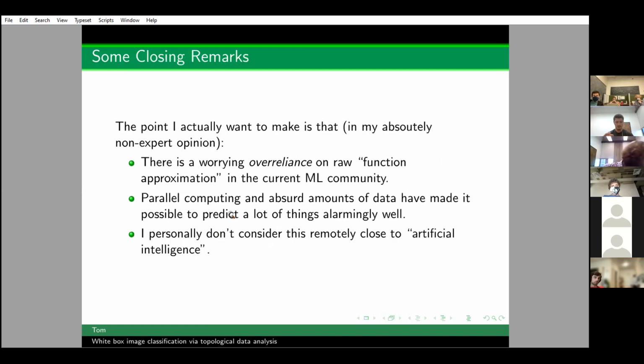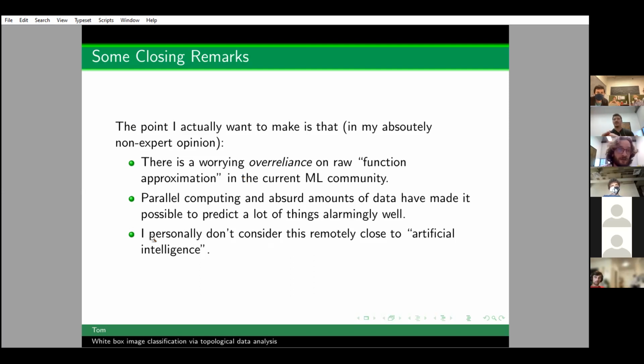Maybe in the last 3 minutes or so, I want to just give some closing remarks. The point that I want to emphasize is that currently there's really a heavy over-reliance on just raw function approximation in ML papers and ML work. What we have is just incredibly powerful GPUs and huge data sets.